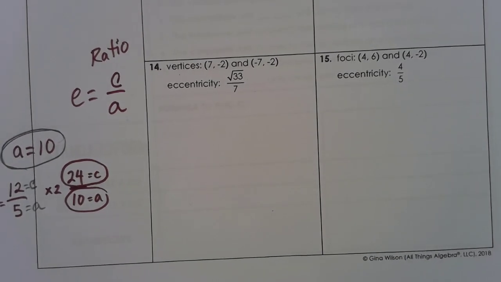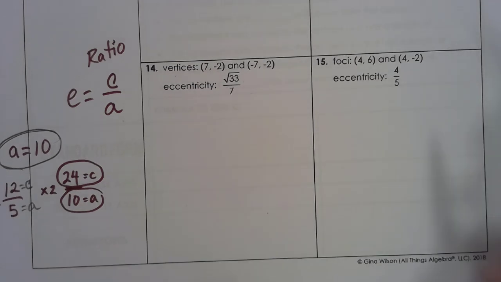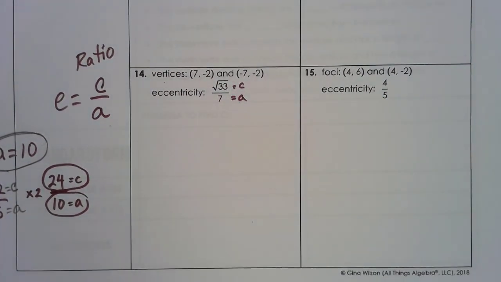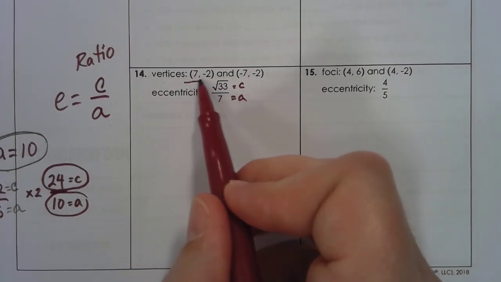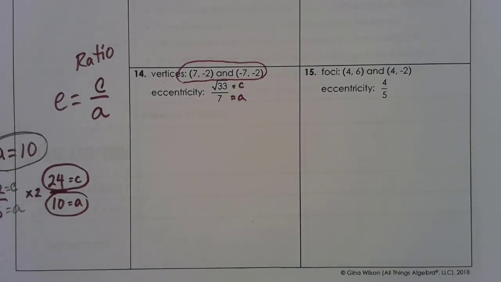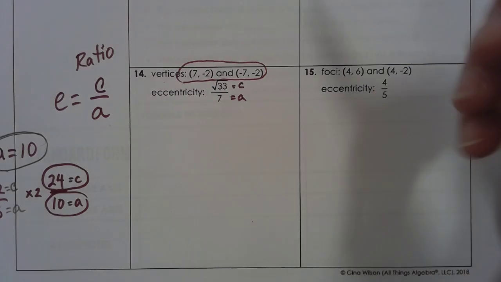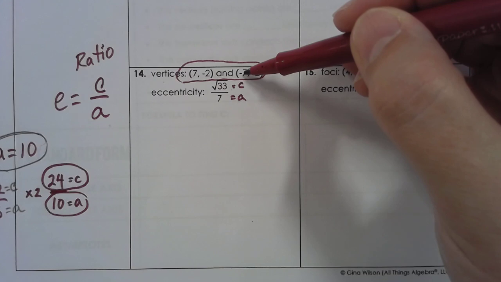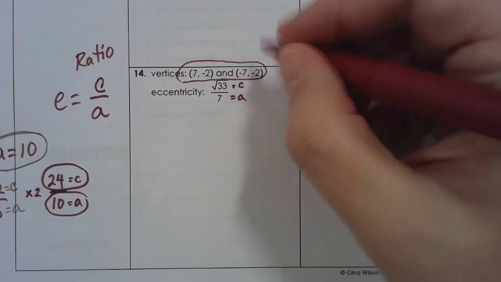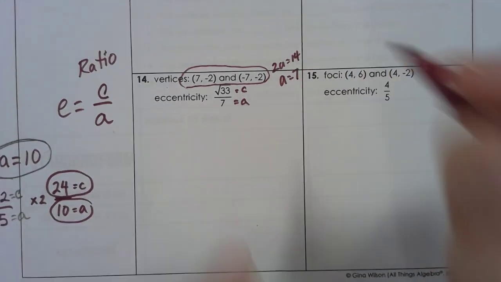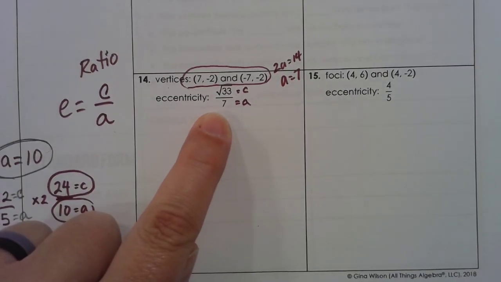Okay, so let's see. All right, so this is our ratio of C over A. So we just got to check our vertices and figure out if that's going to match with one of those. Okay, so how far from 7 to negative 7? 14. So that's 2A, right? So 2A is 14. So A is going to be 7, which matches with what we got here, right?